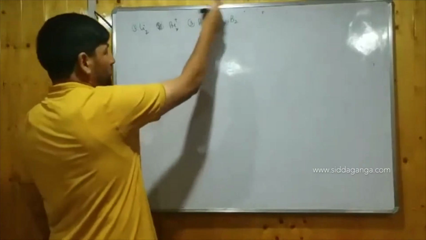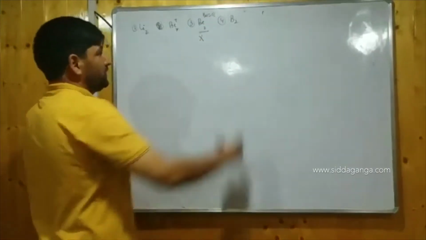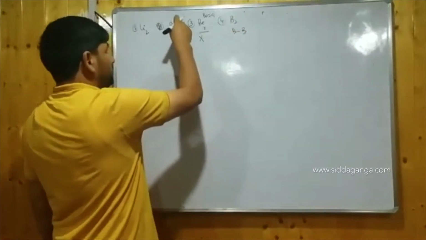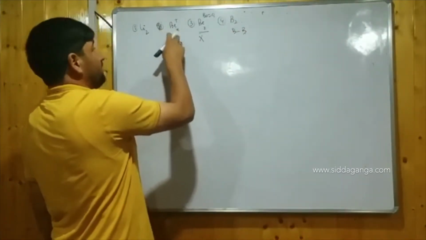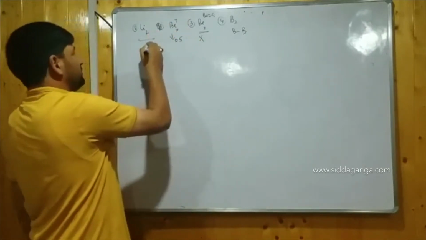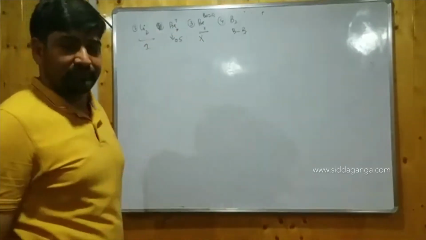Since Be2 bond order is 0, this molecule will not exist. B2 will exist because bond order is 1. Be2 will not exist, but B2 plus will exist with a bond order of 0.5, and for Li2 we know the bond order will be 1.